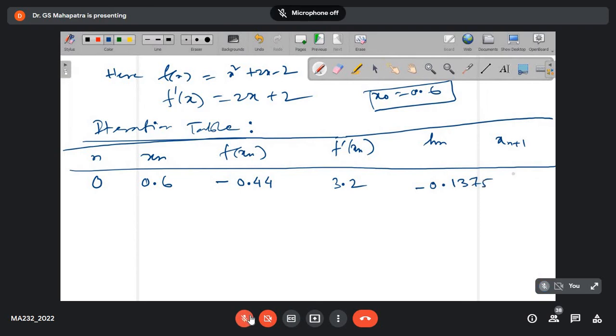0.1375. So what will be the xn plus 1? xn is 0.6 minus 0.1375. Okay? 0.4625. Fine. So now n equals 1. Okay, so this one is, now what will be the answer? 0.4625. Now at that point, what is the f of x again?